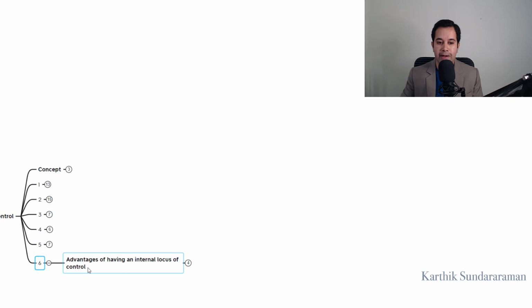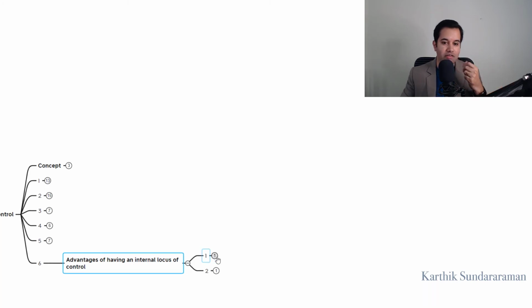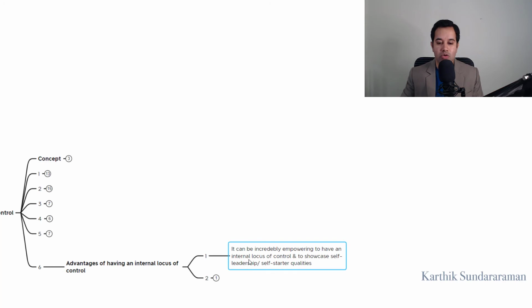And the sixth one being advantages of having an internal locus of control. Let's understand these are the benefits and the advantages that you can have when you have this internal locus of control.